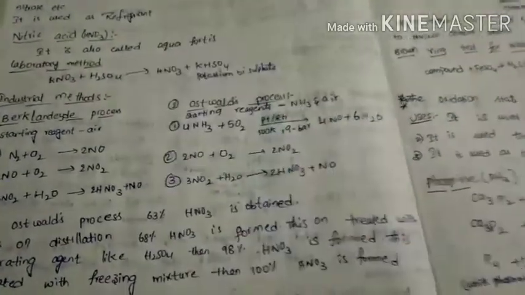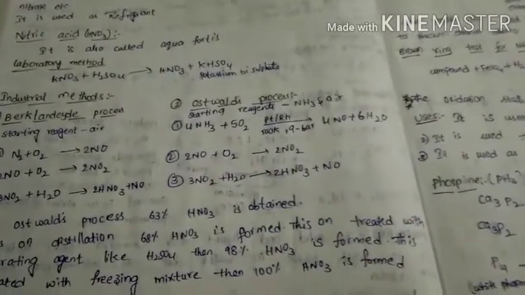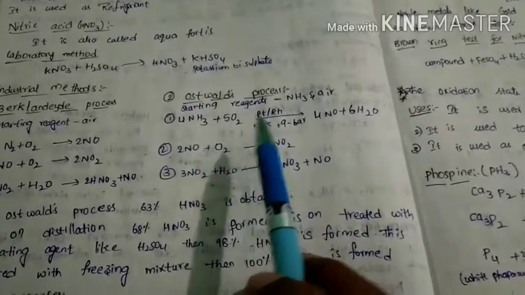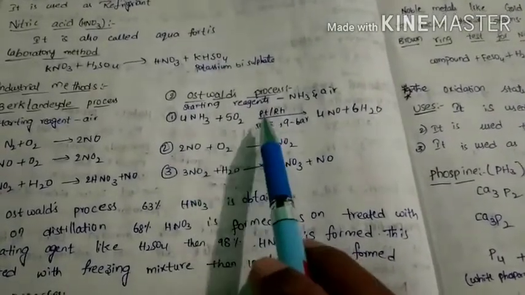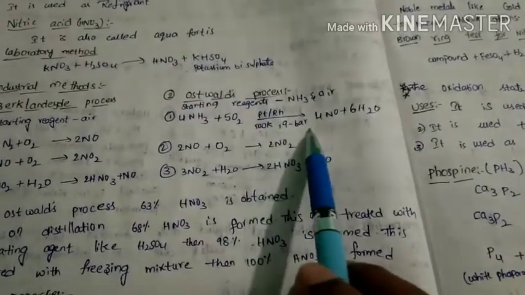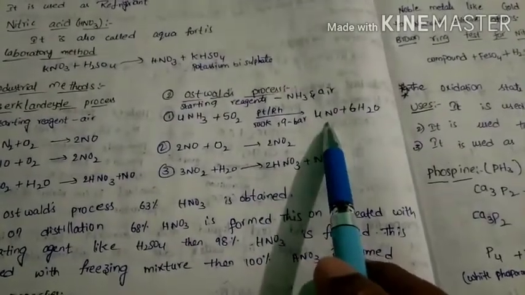In that process, 3 steps are involved. In the first step, starting reagents are ammonia and air. That means when air is passed through ammonia in the presence of platinum or rhodium catalyst at a 500 Kelvin temperature and 9 bar pressure, then we get nitric oxide along with water.